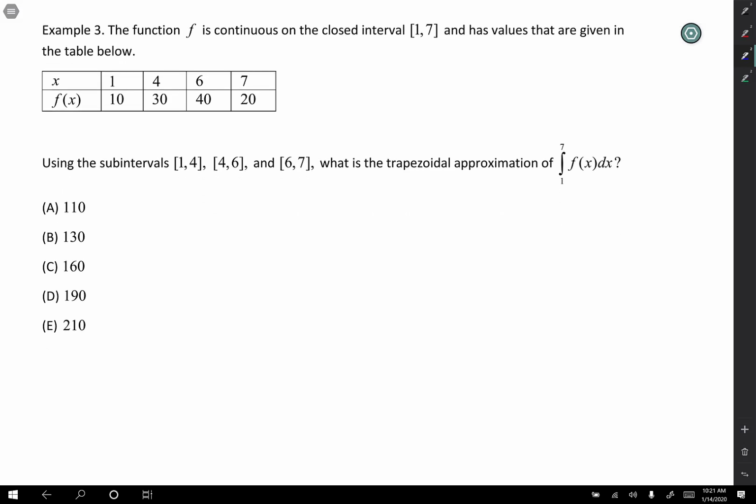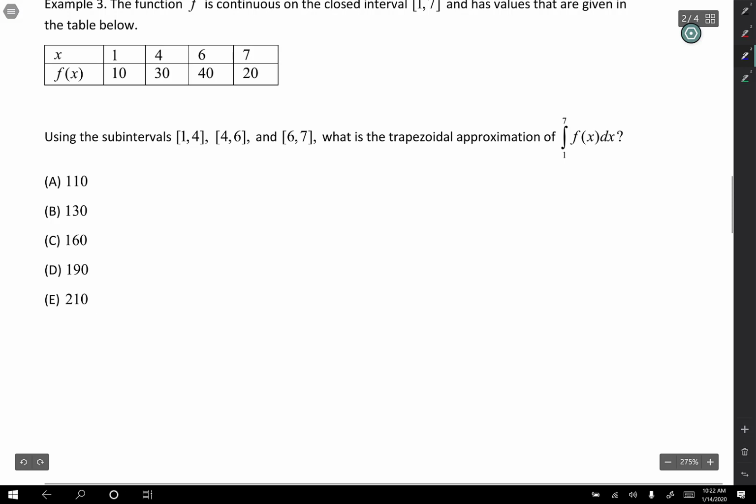Example 3. The function f is continuous on the closed interval 1 to 7 and has values that are given in the table below. If you want a visual, guys, it looks something like this. 10, 30, way up here, point. 40, not to scale, point. And then, I don't know, 720. So somewhere like right there.